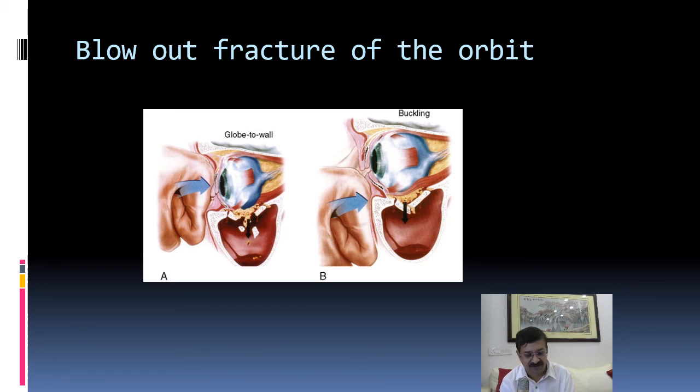So we have a fracture of the floor, or the maxillary roof, so to speak, and extraocular contents or orbital contents are driven into it. So this results in a blowout fracture, as you can see in the picture.